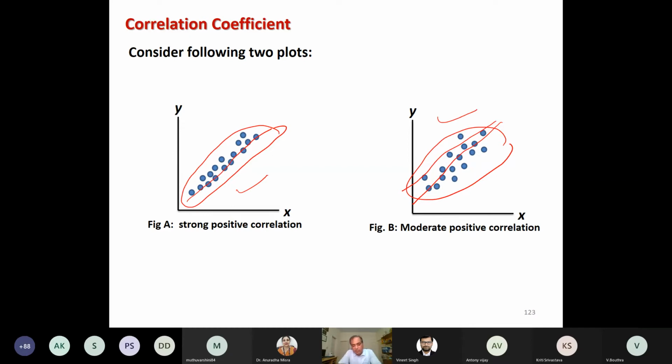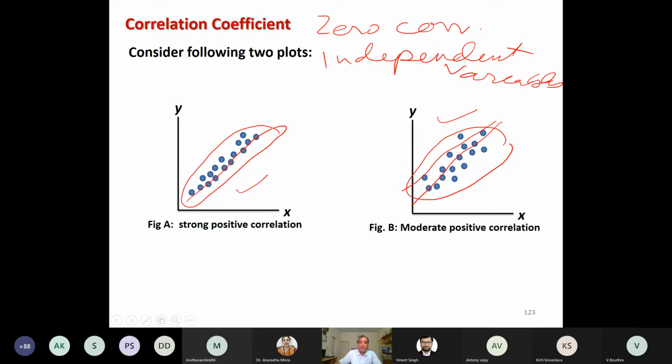One thing I would like to emphasize here, that when you are trying to look into the degree of relationship between the two variables, I have used two terminologies. One is zero correlation, and another is independent variables. Here you have to be very careful. If I say the two variables are independent, it means statistically independent.